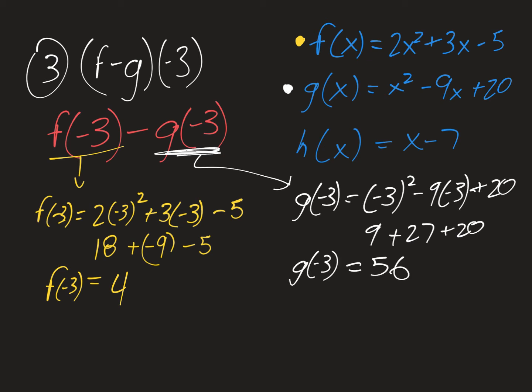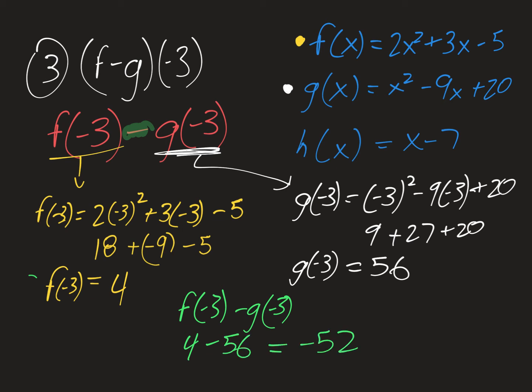Okay. So now that I've got these two numbers, what am I supposed to do with this, right? Those are not my answer yet. Well, the operation asked us to subtract these. So what I'm going to do is let's subtract the two numbers that we just got. So here we go. Let's do f of negative 3 minus g of negative 3. And we already know these numbers. So 4 minus 56 is equal to negative 52. And that's going to be my answer. So f of negative 3 minus g of negative 3 is equal to negative 52.